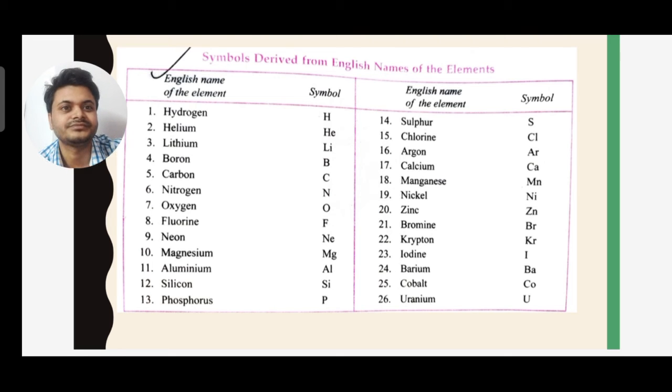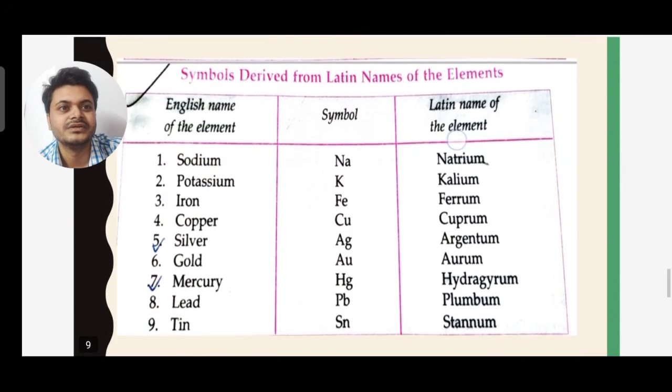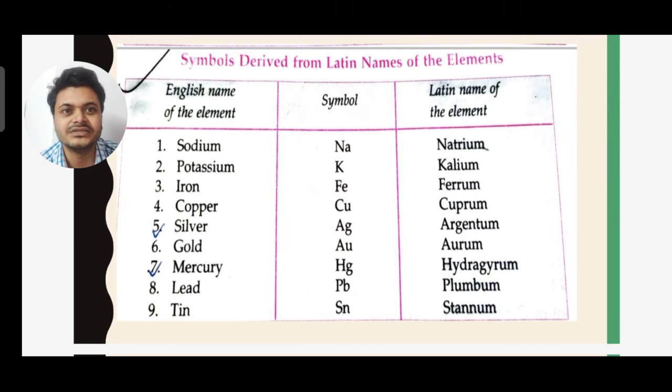Here you can also see a list of symbols derived from Latin names of elements. There are a few symbols derived from Latin names. For sodium the symbol is Na, the Latin name is natrum. For potassium the symbol is K, the Latin name is kalium.